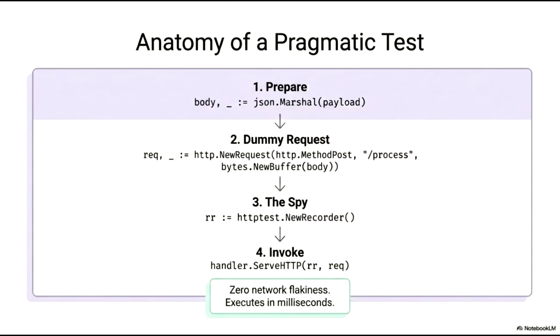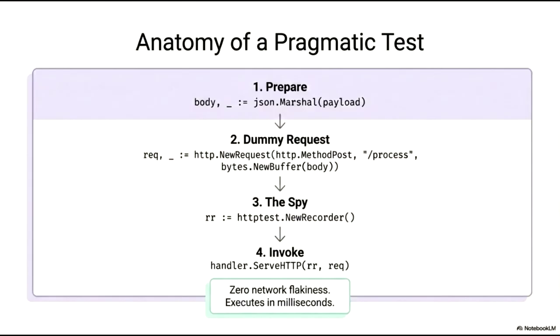Let's examine the anatomy of a pragmatic test, focusing on how to efficiently test HTTP handlers. This approach follows 4 distinct steps to ensure reliability and speed. First, we prepare the data. We take our payload and marshal it into a JSON byte slice, which serves as the content for our request.